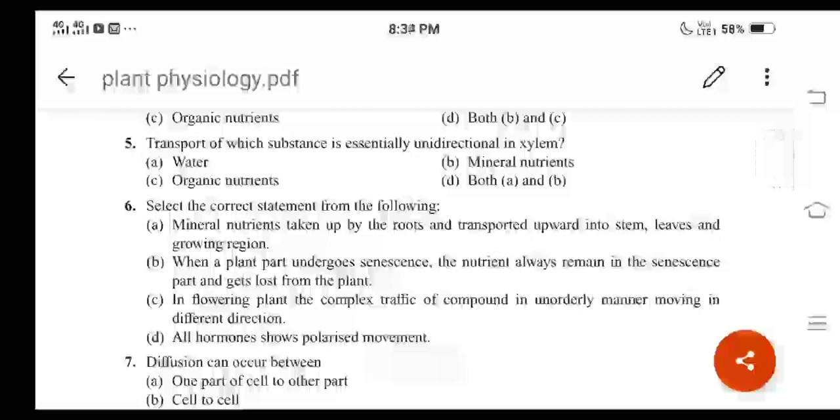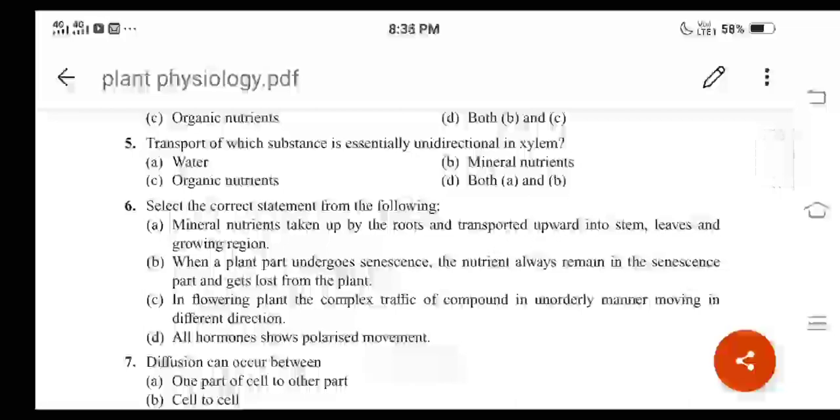Then question number 6. Select the correct statement from the following. What are the different options here? Option A: mineral nutrients taken up by the roots are transported upward into stem, leaves and growing regions. Here option A is the correct one.